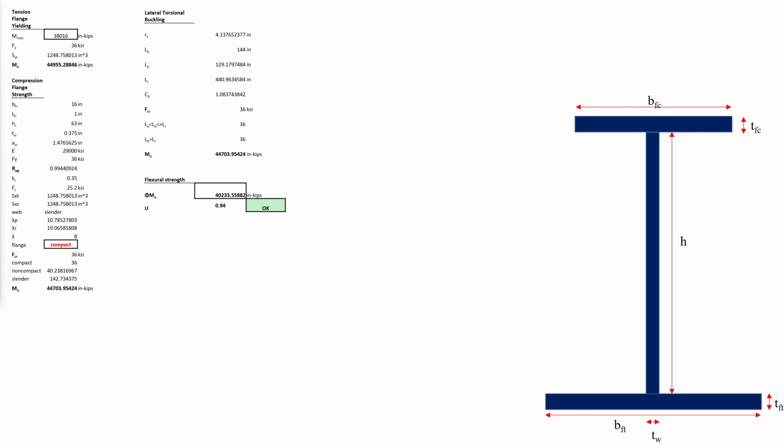For flexure, the cases of tension flange yielding, compression flange yielding or buckling, and lateral torsional buckling need to be checked. The governing nominal flexural strength is then taken and multiplied by the flexural strength reduction factor, which is then compared to the maximum bending moment. If the maximum bending moment is less than the available strength, the section is sufficient for flexure.